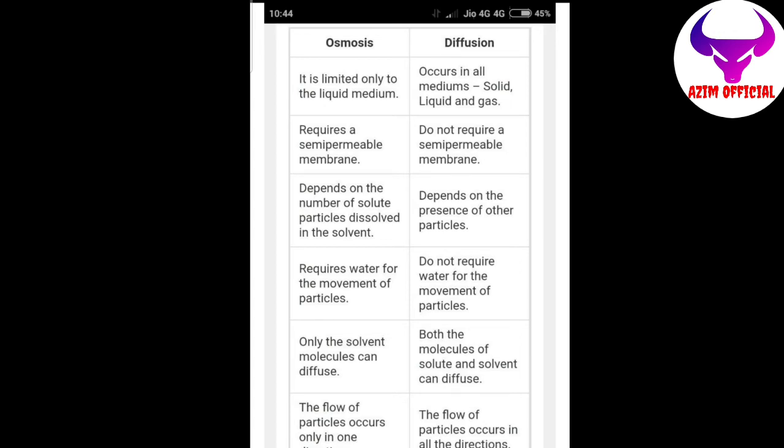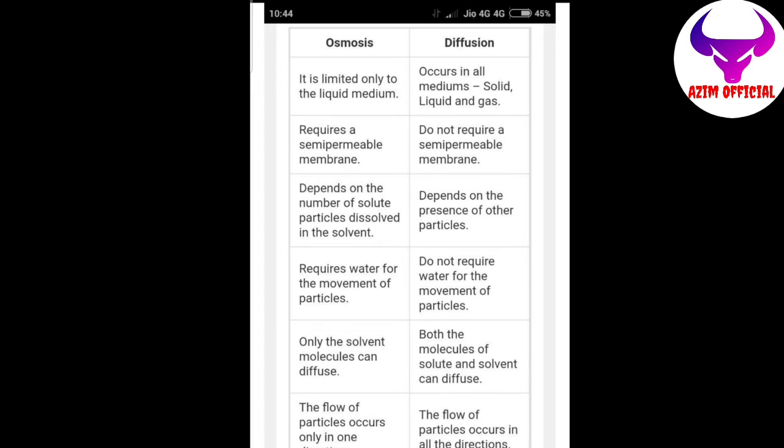Osmosis depends on the number of solute particles dissolved in the solvent, while diffusion does not depend on the presence of other particles. Osmosis requires water for the movement of the particles; in diffusion, you do not require water. Only the solvent molecules can diffuse in osmosis, and in diffusion both solute and solvent molecules can diffuse, because, as we said previously, solid, liquid and gas can all pass through diffusion. You just need higher concentration to lower concentration.